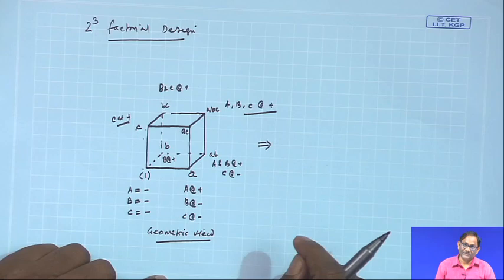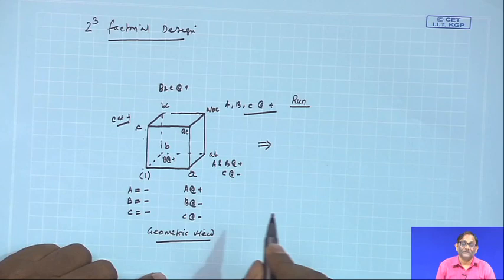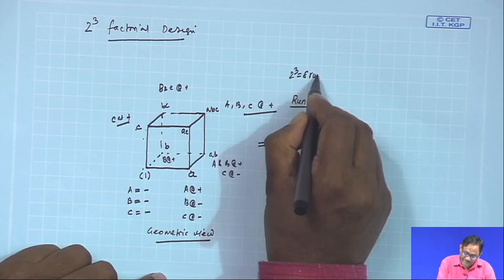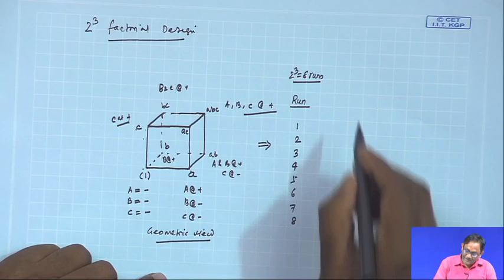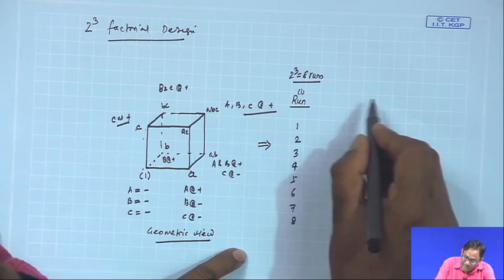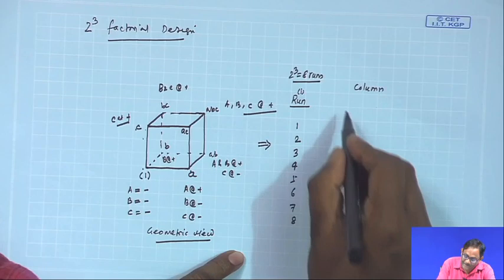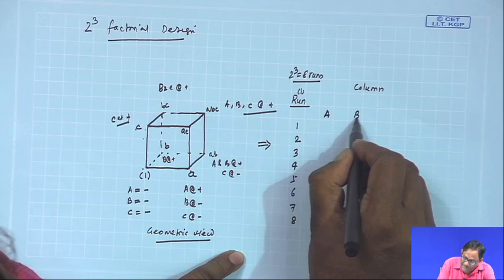In the design matrix, there will be row-wise runs. How many runs will be there? 2 to the power 3 equal to 8 runs. So, 1, 2, 3, 4, 5, 6, 7, 8 runs. Suppose I say run I, and then the columns represent the factors. What are those factors? Factor A, factor B, factor C.